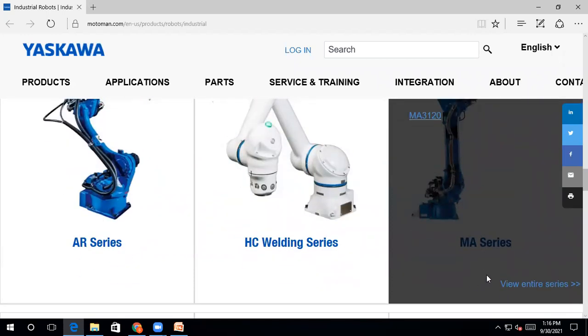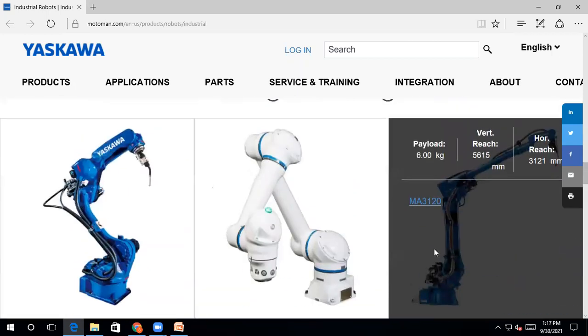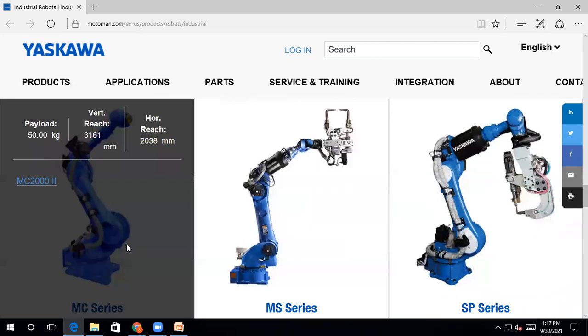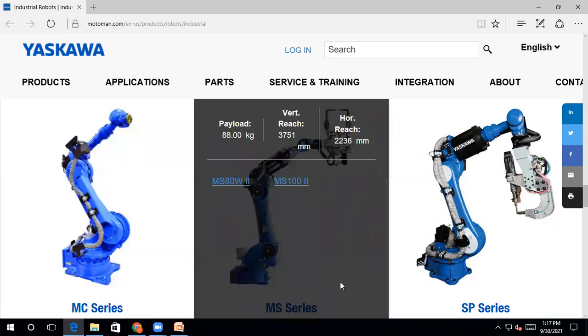Then this is known as the MA series. Its payload is 6 kg, vertical reach 5615 mm, horizontal reach 312 mm. Therefore, these are the specifications of the robot, how robots are specified. Next is the M3 series again. Payload 50 kg, vertical reach 3161 mm, horizontal reach 2038 mm. Then this MS series, payload 88 kg, vertical reach 3751 mm, horizontal reach 2236 mm.